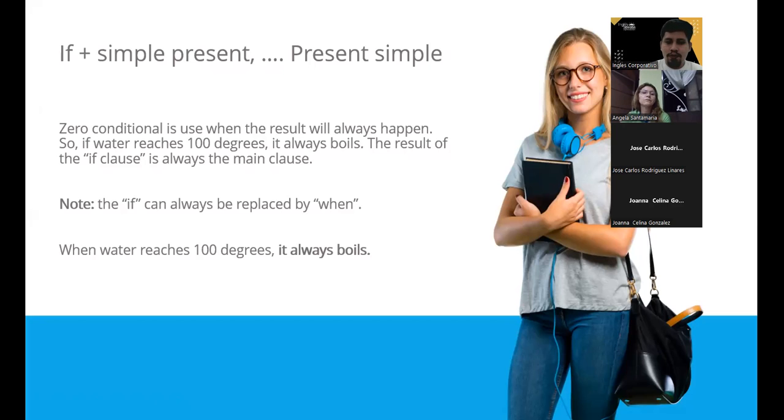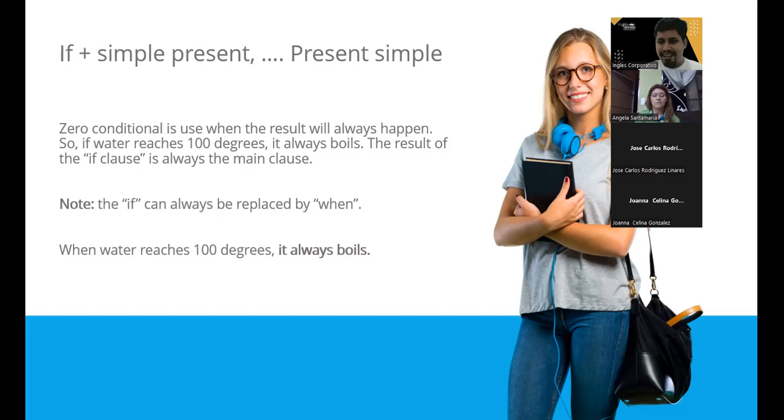Zero conditional is used when the result will always happen. And when I say that, it's because this is something where it doesn't matter what you do, it doesn't matter what you think. If we see it in a scientific way, we are going to see that even if we do something, that is going to happen.